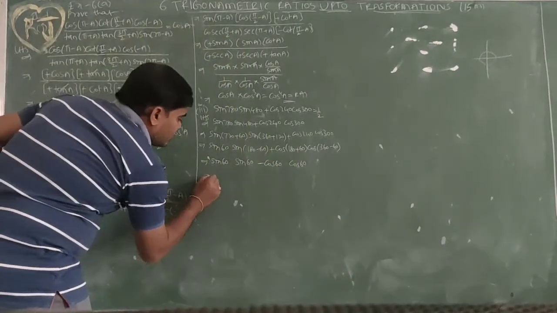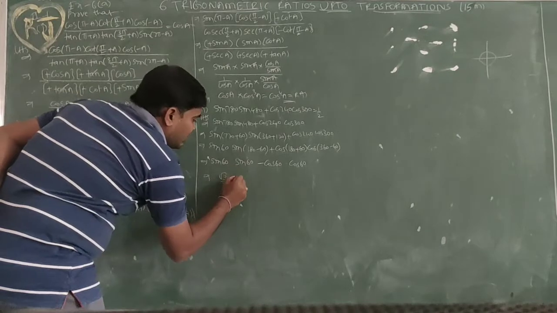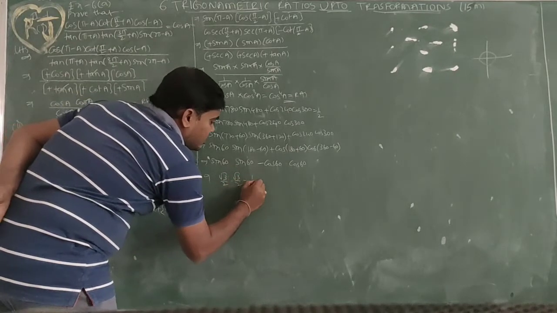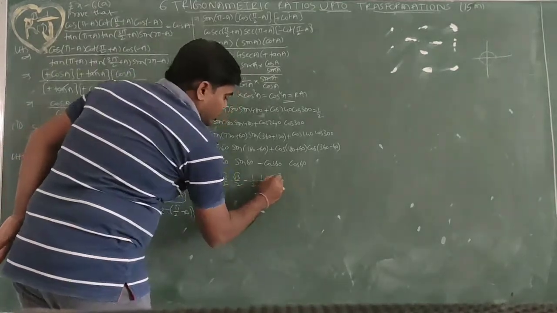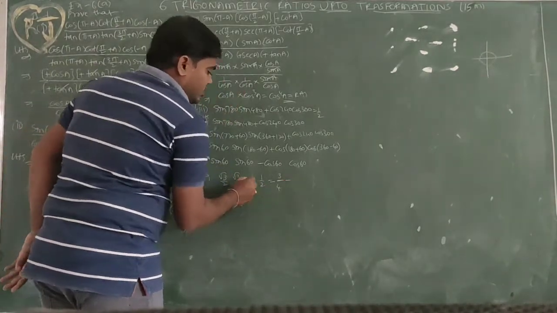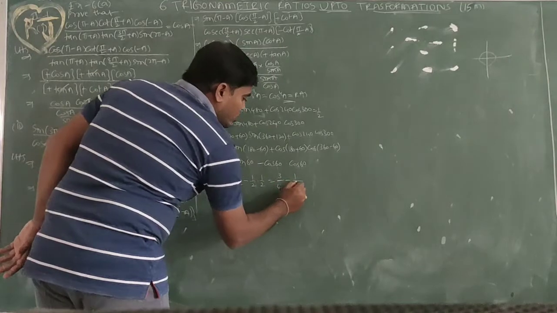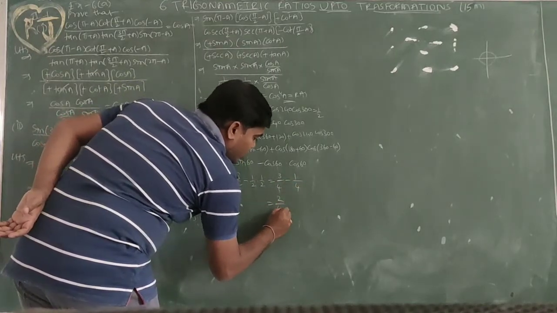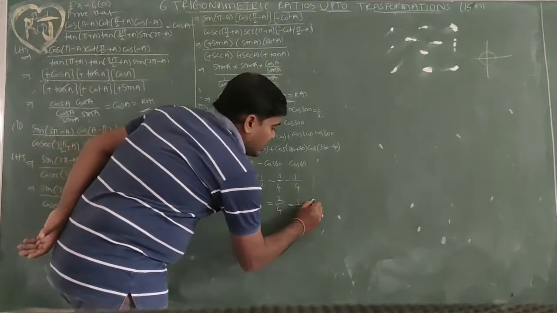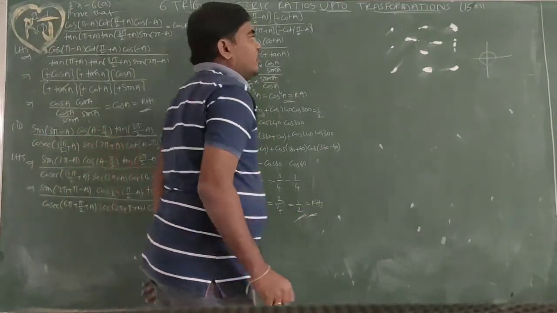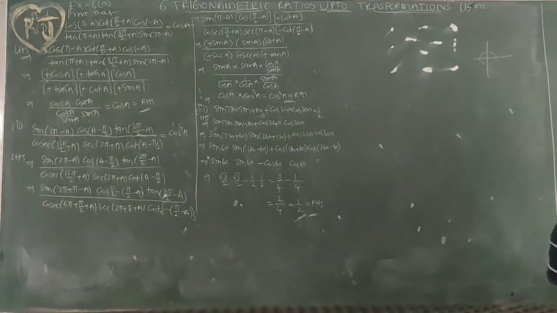So sin 60 is root 3 by 2, sin 60 root 3 by 2, cos 60 1 by 2, 1 by 2. Root 3 into root 3 is 3, 2 into 2 is 4, minus 1 into 1 is 1, 2 into 2 is 4. 3 minus 1 is 2 by 4, equal to 1 by 2. So this is equal to RHS. Okay, next question.